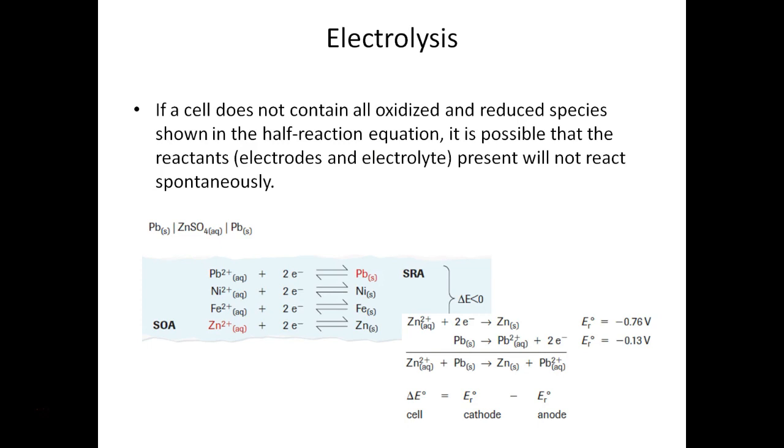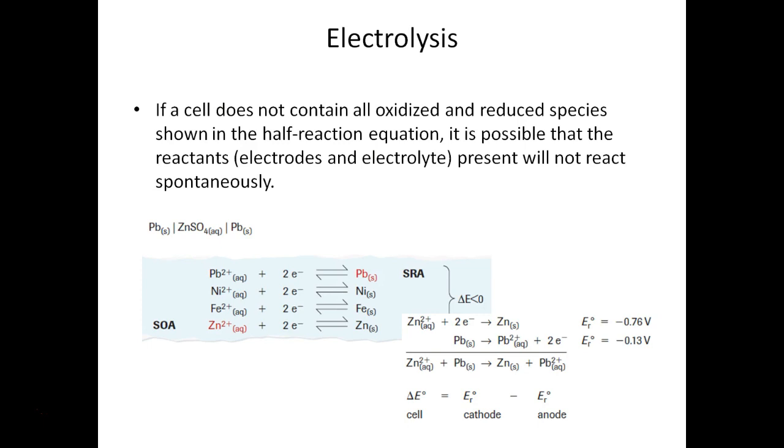With an electrolytic cell, the combination of oxidizing agent and reducing agents that I have results in a situation where my strongest oxidizing agent is below my strongest reducing agent. And so a non-spontaneous reaction would occur.